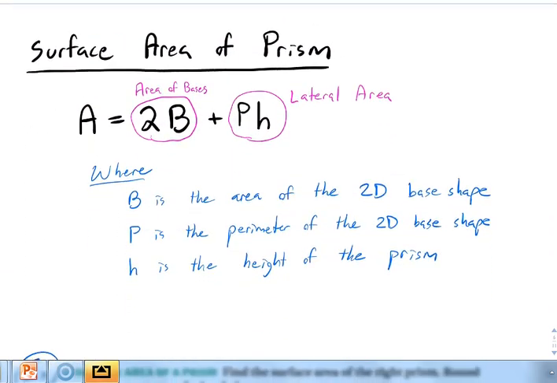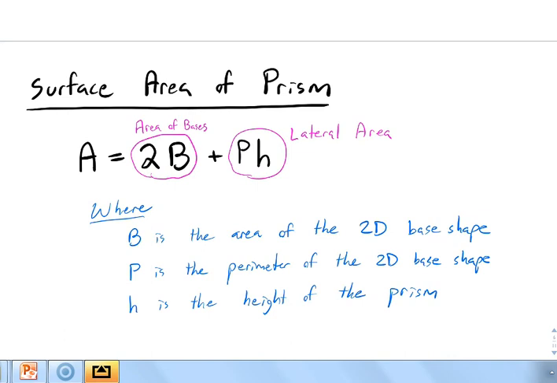So what we get for the surface area of our prism is we simply find the area of our two bases, and then we add the lateral area, which is simply the perimeter of the base times the height. So clearly, the capital B stands for the entire area of the 2D base shape. Could be a triangle, pentagon, whatever it is. Capital P stands for the perimeter of the 2D base shape. Again, that could be a pentagon, hexagon, whatever it is. And then H stands for the height of the prism. And again, just to rewrite it, that is the distance between the bases.